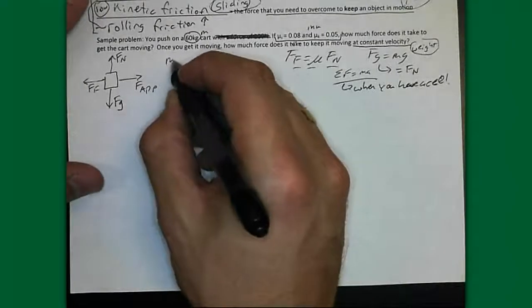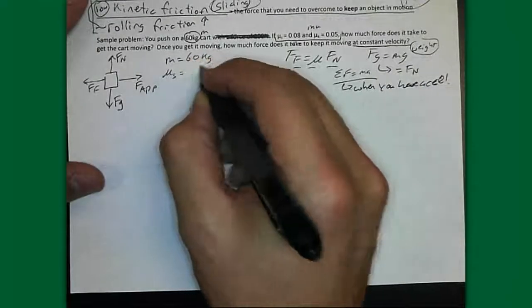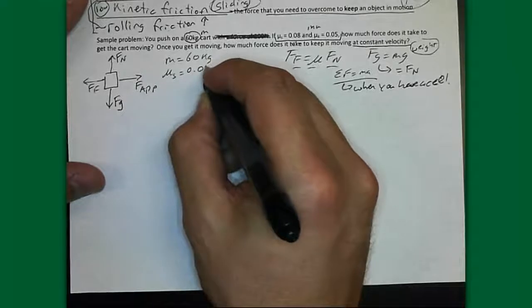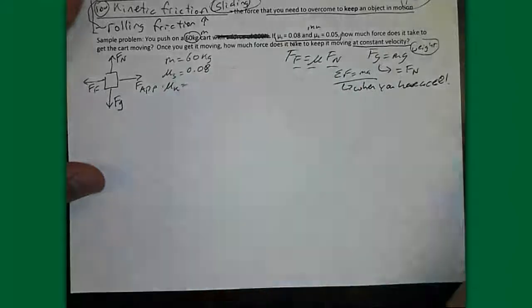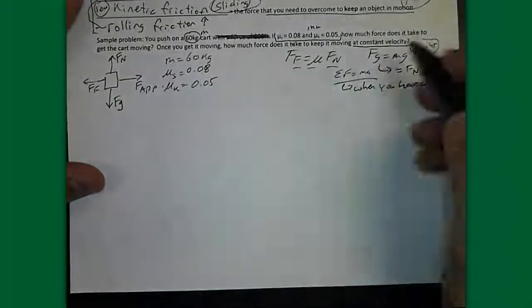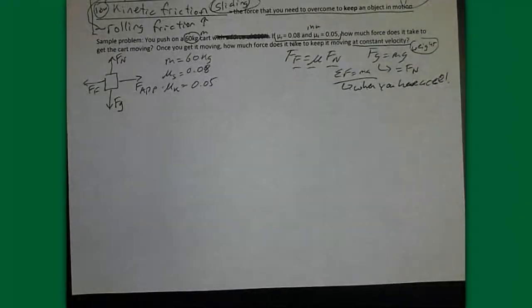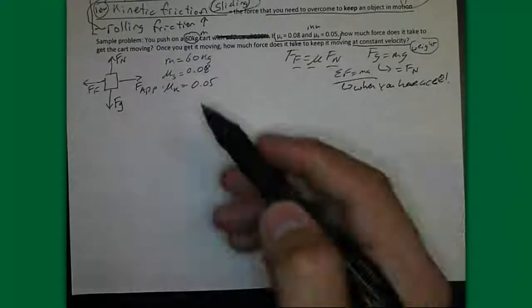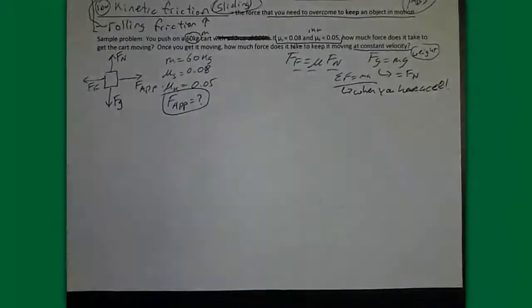As far as my givens, I know my mass is 60 kilograms. I know my static frictional coefficient is 0.08. There's no units to that. And I know my kinetic friction coefficient is 0.05. We got that from right here. And if it says how much force does it take to get the cart moving, that means how much force do I have to push with. So I'm looking for the applied force. That's what they're asking for. How much force does it take to push this cart and get it moving?